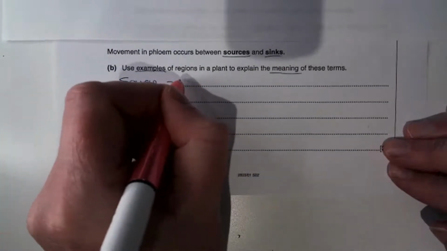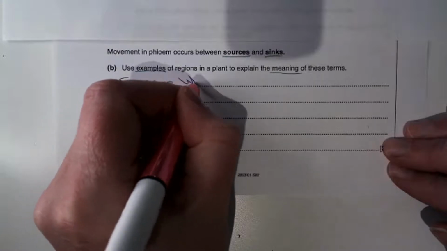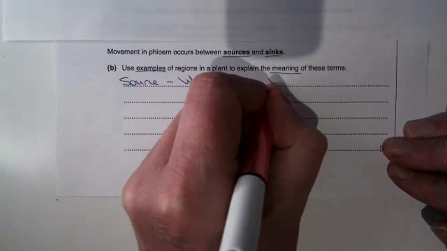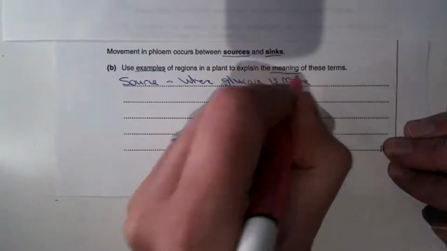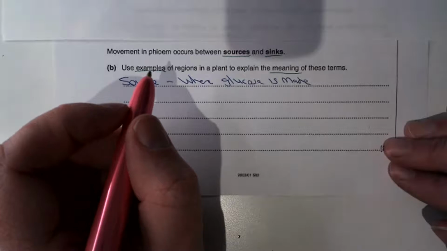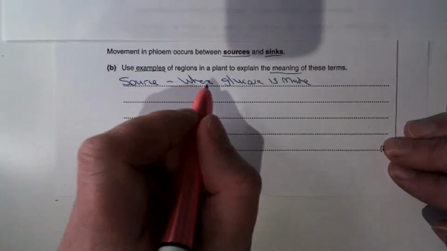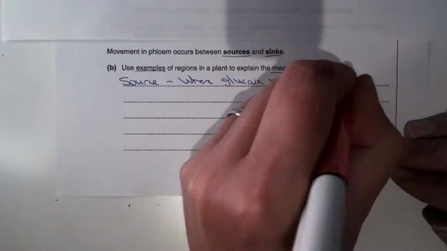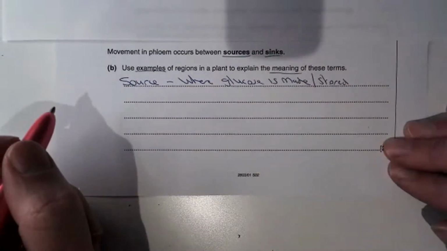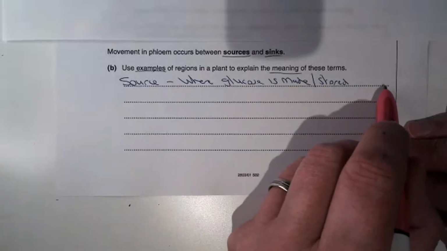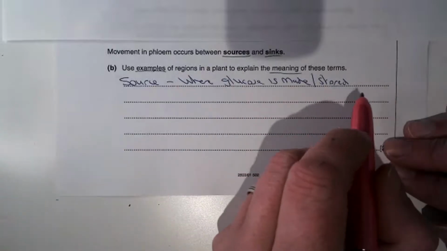A source is where, for example, glucose is made. So it could be a leaf of a photosynthesizing plant, all right, or it could be where glucose is stored. So, for example, a germinating seed, and both of the glucose then will be loaded into phloem.